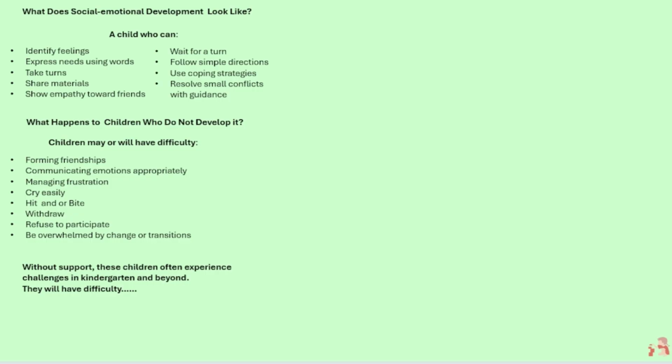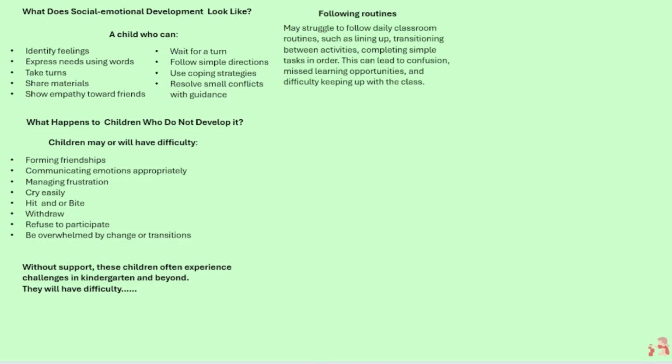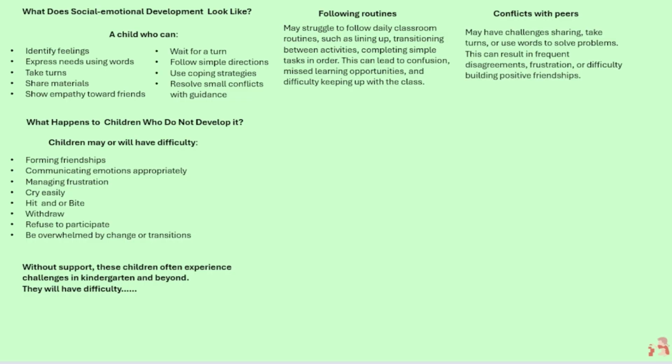They will have difficulty following routines. They may struggle to follow daily classroom routines such as lining up, transitioning between activities, and completing simple tasks in order. This can lead to confusion, missed learning opportunities, and difficulty keeping up with the class. Conflict with their peers. They may have challenges sharing, taking turns, or using words to solve problems. This can result in frequent disagreements, frustration, or difficulty building positive friendships.